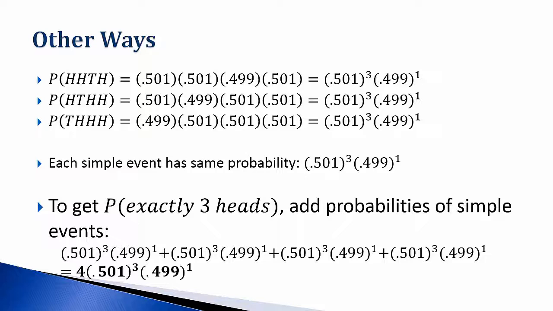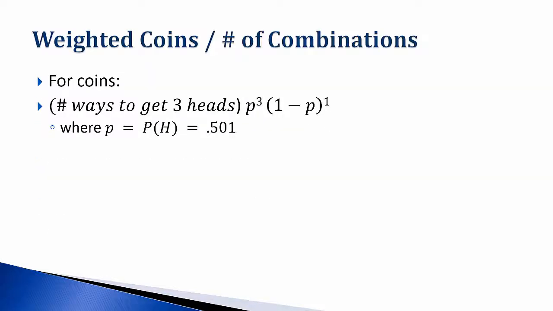Breaking it down, that's the number of combinations, 4, times the success probability raised to the number of successes, 0.501 to the 3rd, times the failure probability raised to the number of failures, 0.499 to the 1st. So to summarize, we see combinations, ways to get 3 heads, then success probability to the 3rd because 3 successes, and then failure probability to the 1st because 1 failure.